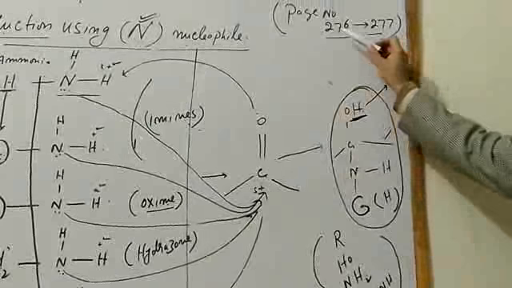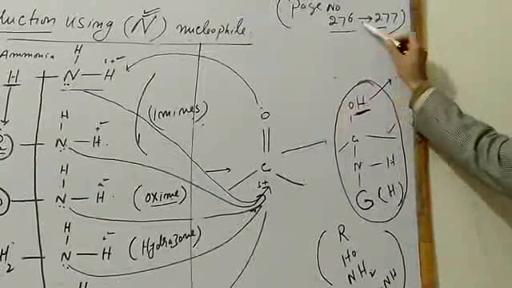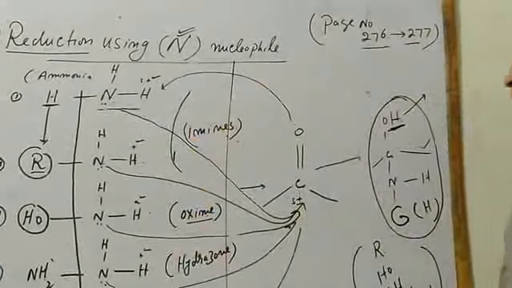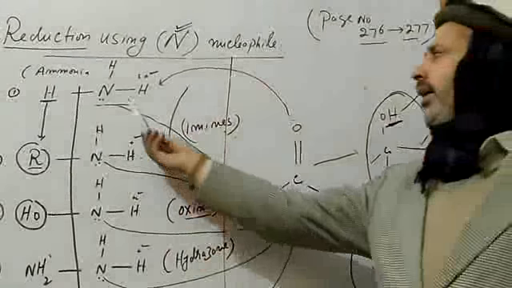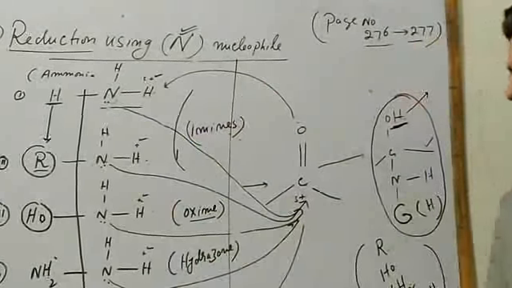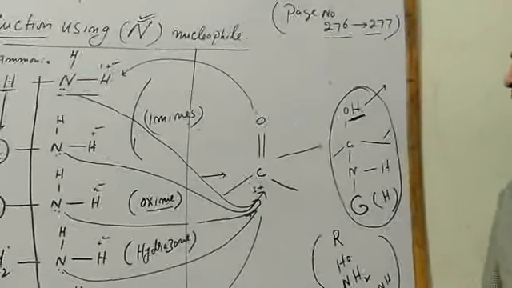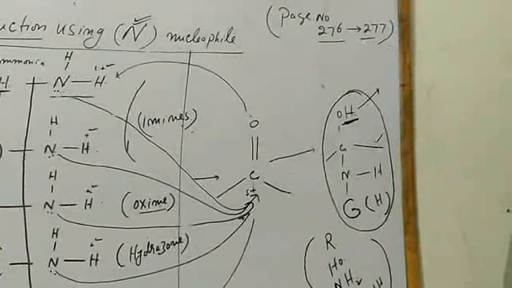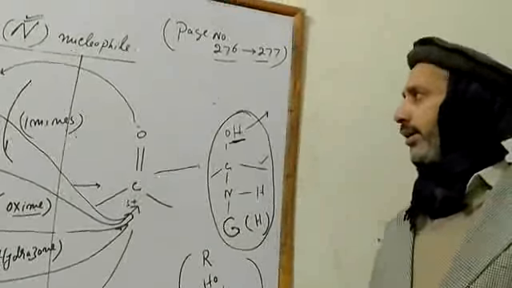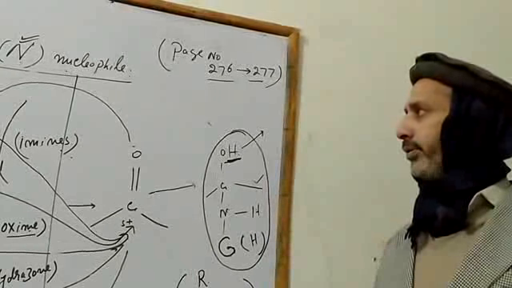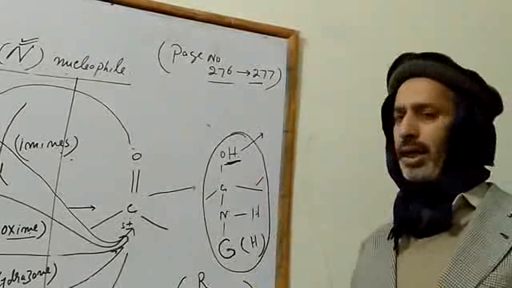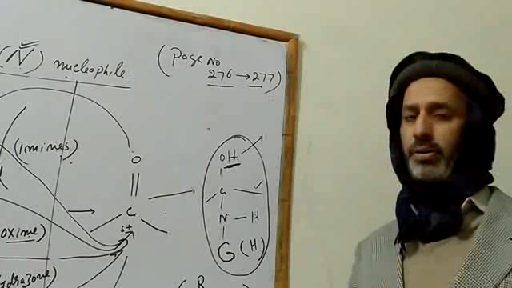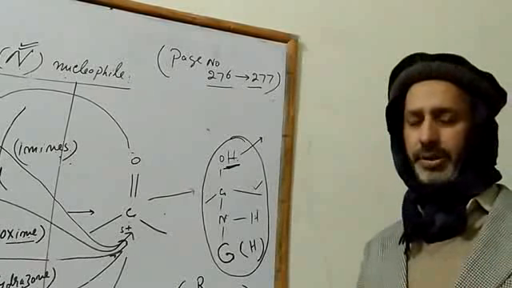All these reactions are given on page number 276 up to 277. You should memorize all these reactions in just one line if you understand what is the attacking nucleophile and what is the positive portion. With this, I hope that you may have understood the reaction of aldehyde and ketone with nitrogen nucleophiles, and inshallah in the next lecture I will talk about the reduction using carbon nucleophile and various oxidation reactions of the carbonyl compound. Thank you very much.